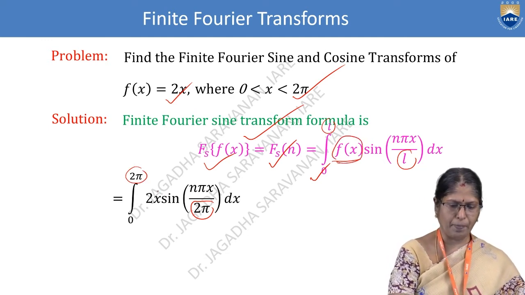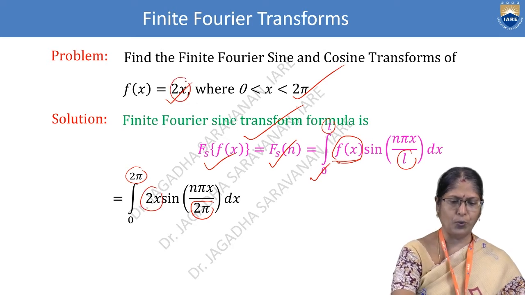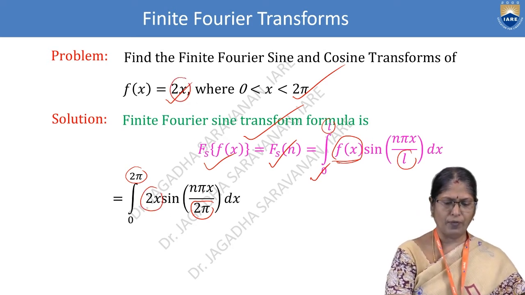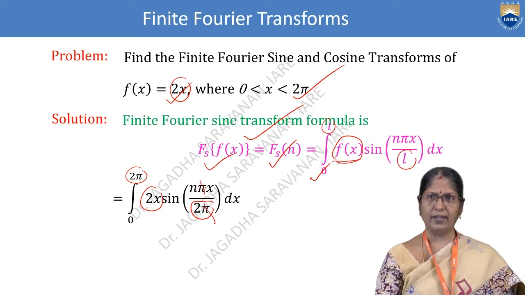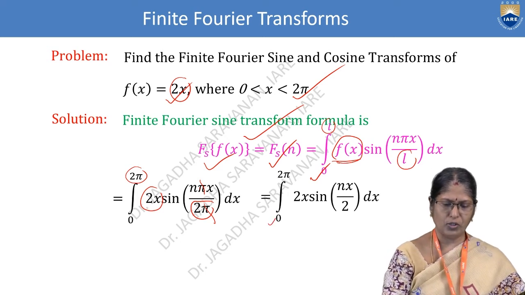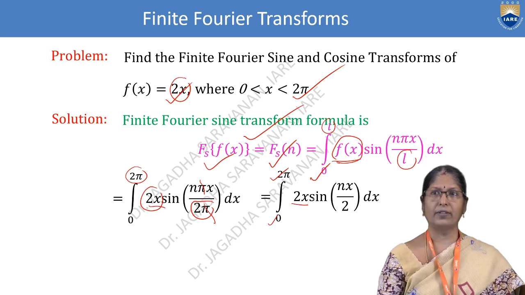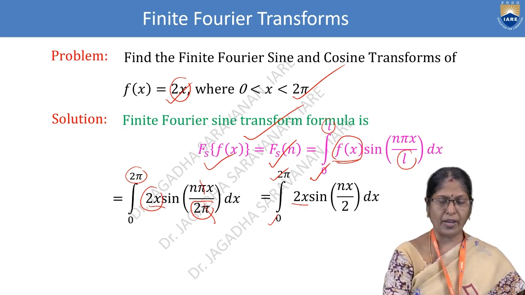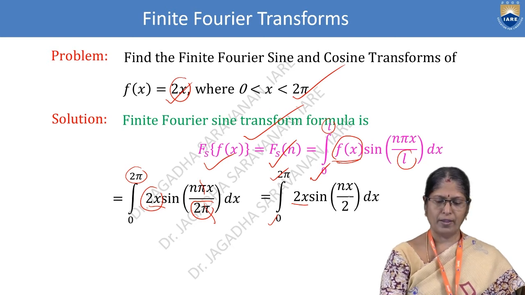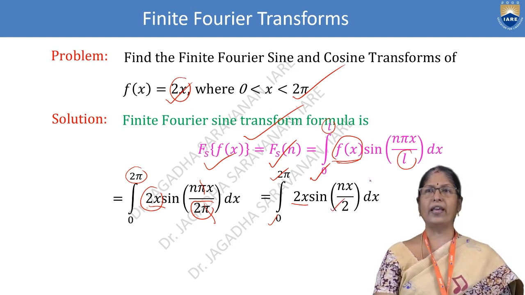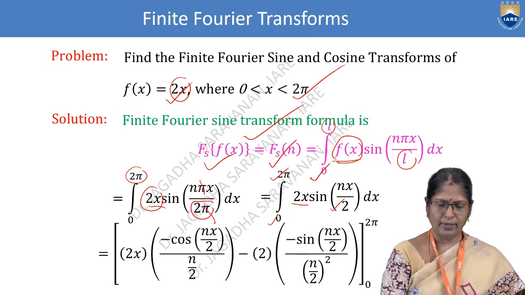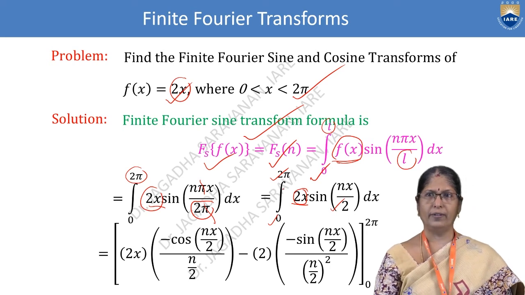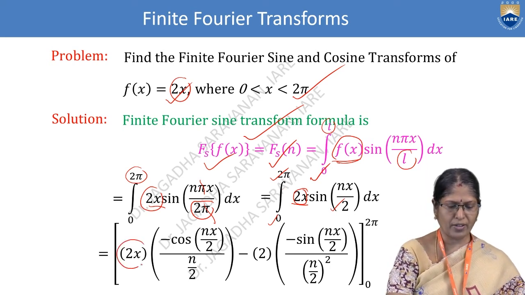f(x) is replaced by our function 2x. Sine of n pi x by 2 pi, pi getting cancelled. So the integral from 0 to 2 pi, this 2x is written as it is. Sine of, after pi is cancelled, the remaining is sine of nx by 2. Now the integration: this is the algebraic oriented, so the algebraic oriented, we know it.